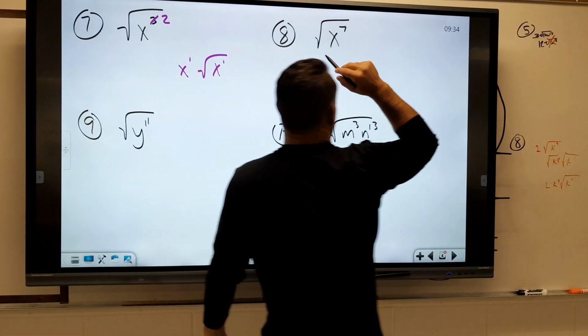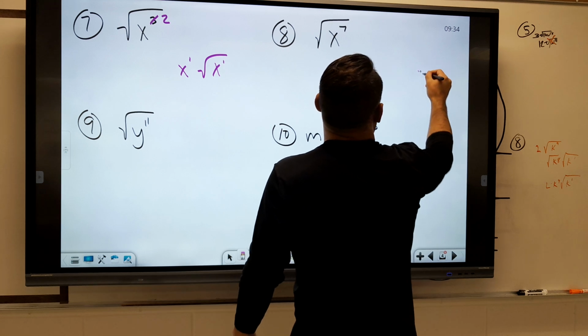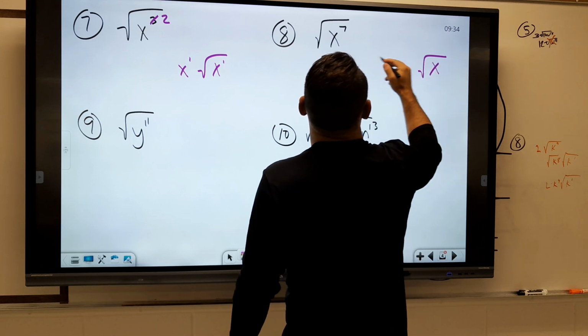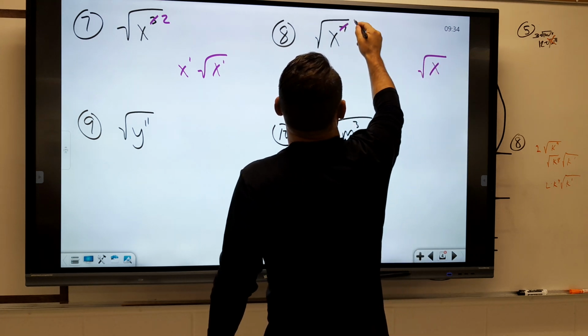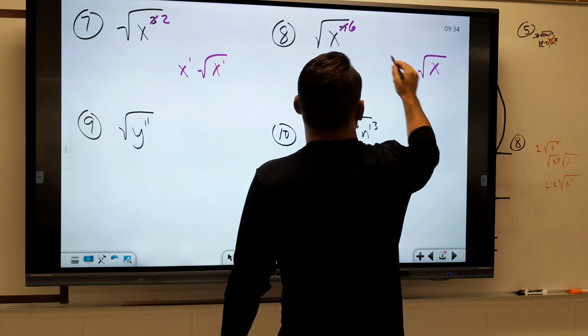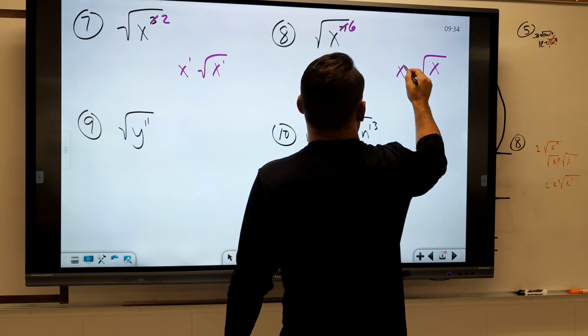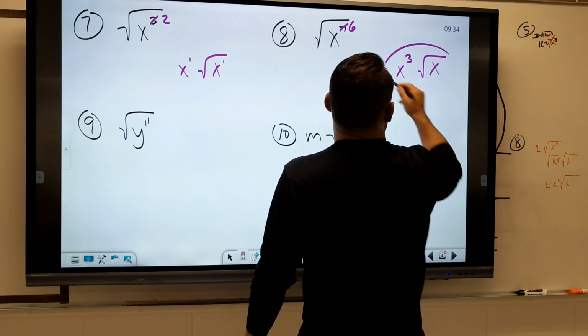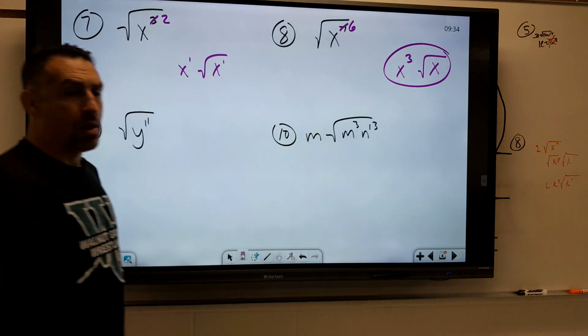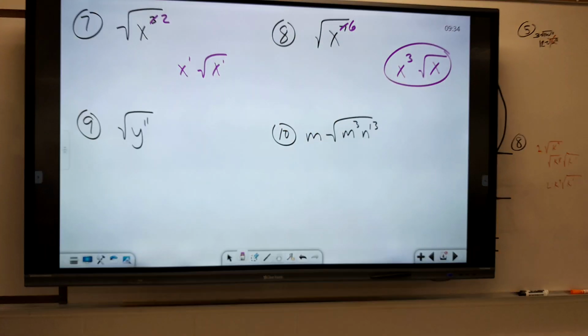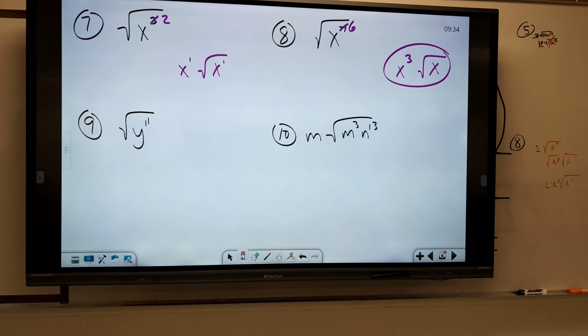Same thing here. There will be an x in the answer because that's odd. You half the even part, so half of 6. X to the third root x. Every time you have an odd numbered exponent, something will be left under the radical.